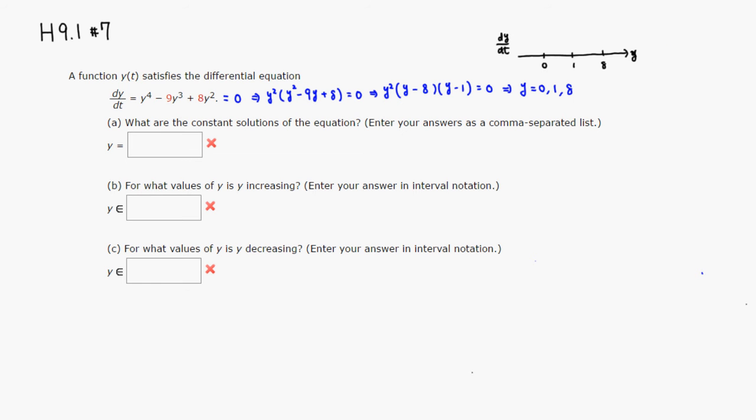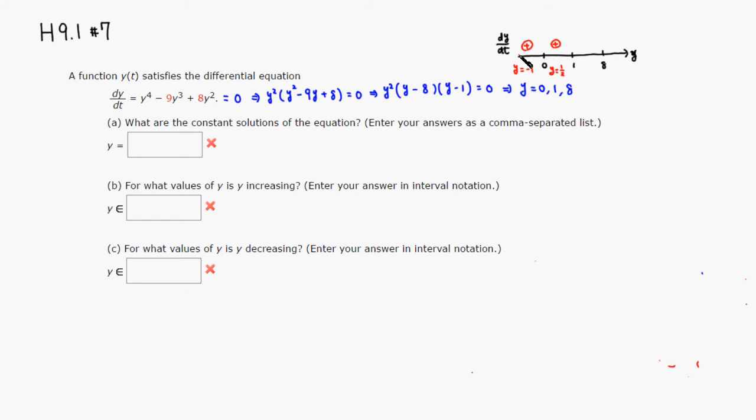We can try a sample number less than 0, like y equals negative 1. If you plug in negative 1, the y squared part is positive because it's squared, and the other factor with negative 1 is negative. So positive times negative is going to be positive here. Between 0 and 1, we can try y equals 1/2. This is positive, that's negative, and this is negative as well. Positive, negative, negative is still positive there.